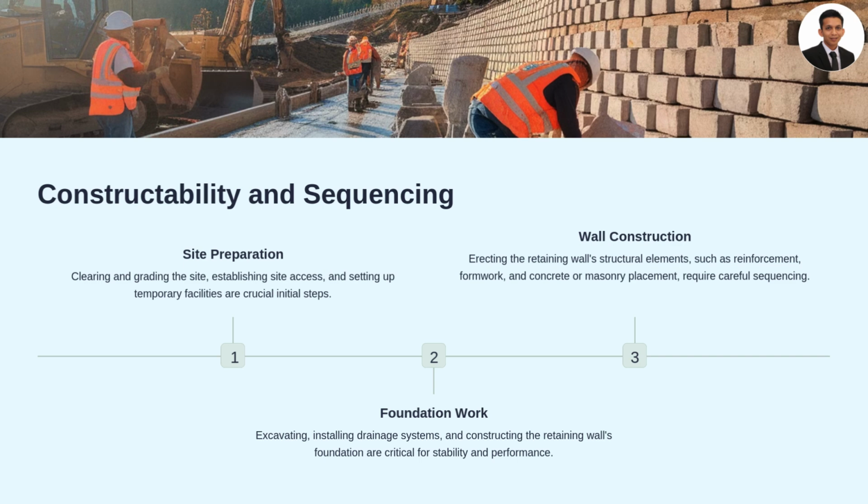Number 2. Foundation work. Excavation is done to the required depth and drainage systems are installed. Foundations are constructed with precision to avoid alignment errors. Number 3. Wall construction. Reinforcement cages are assembled and placed. Concrete is poured in layers with proper curing to prevent cracking.